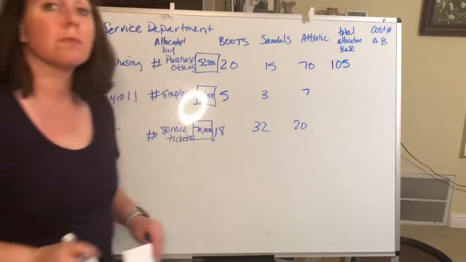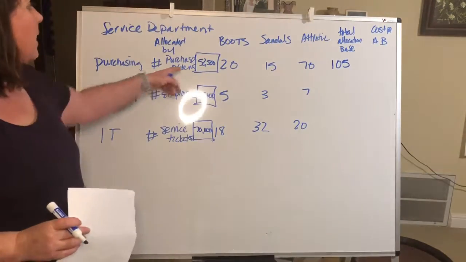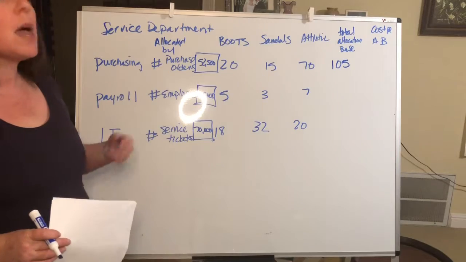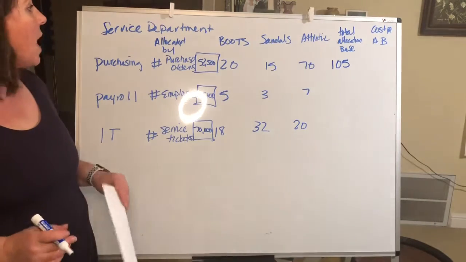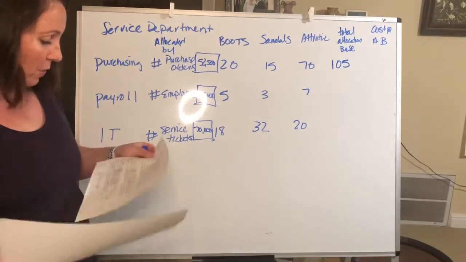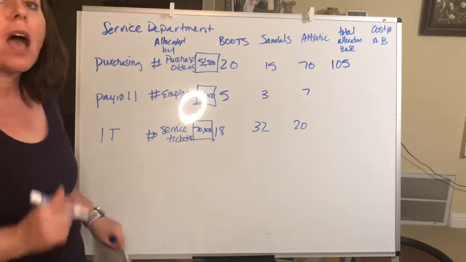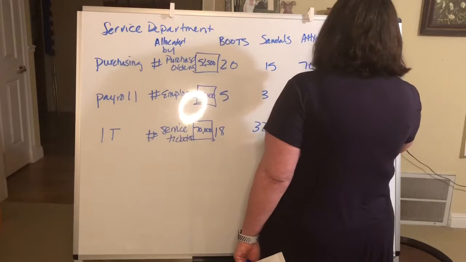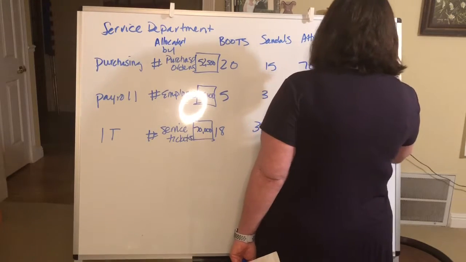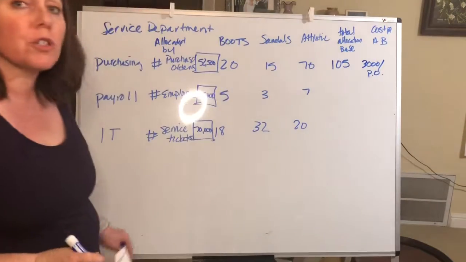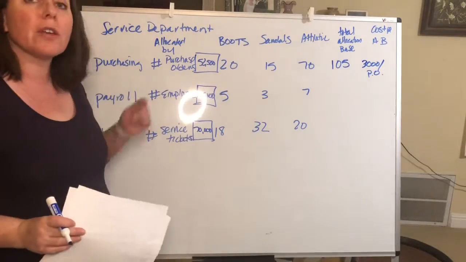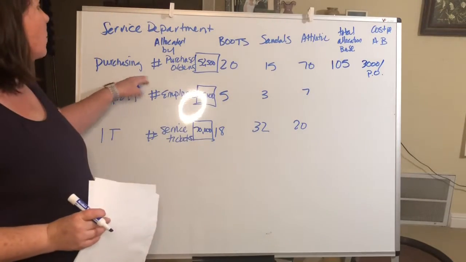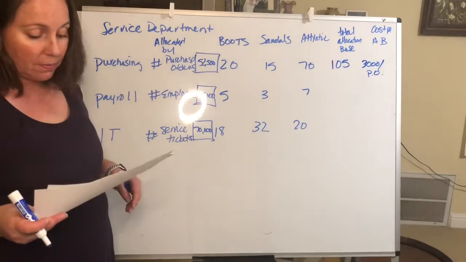purchase orders. When we divide 52,500 by 105 purchase orders, that tells us that we are going to allocate at a rate of $3,000 per purchase order. So for every purchase order, they're going to be allocated $3,000 of purchasing costs.